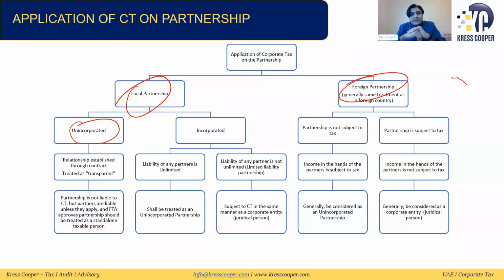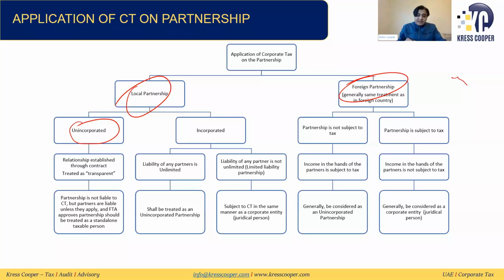So if the partnership is incorporated, then we need to look into whether the liability of any of the partners is unlimited or not. If the liability of any one of the partners is unlimited, it shall be treated as an unincorporated partnership. But if the liability of none of the partners is unlimited, then it will be treated like a juridical person, and it will be subject to tax.